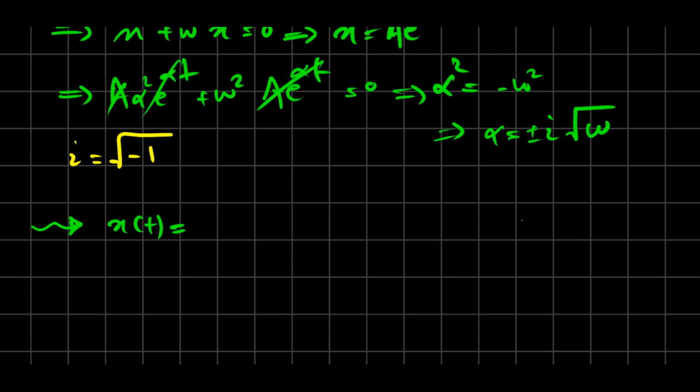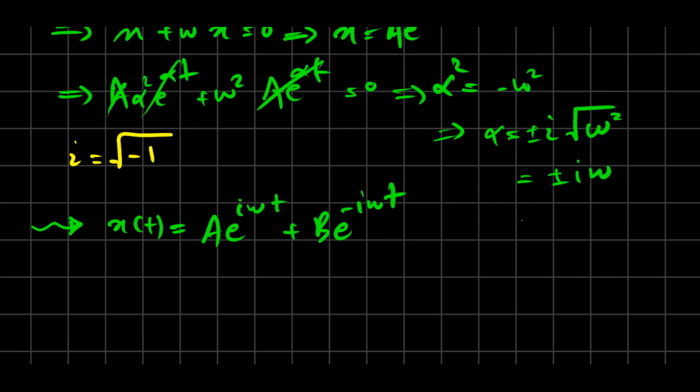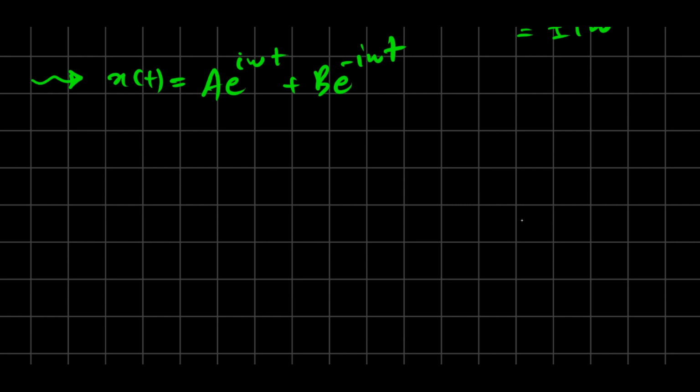So what we find is this: x of t is equal to a e to the power of i square root of omega. Actually, here I did something wrong. Here it is omega squared, and it is plus or minus i omega. So we have this general solution, but we have an identity which is this: e to the power of i theta equals cosine of theta plus i sine of theta. And you can prove this by checking the Taylor series of the left part and the right part.